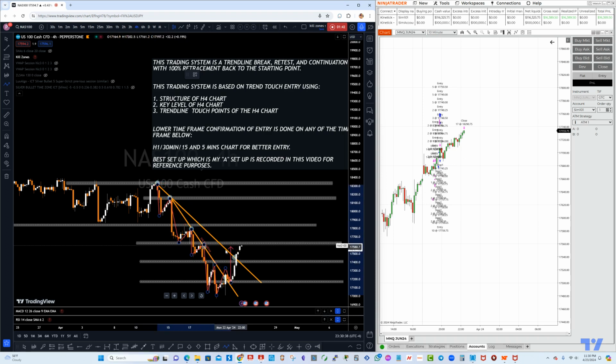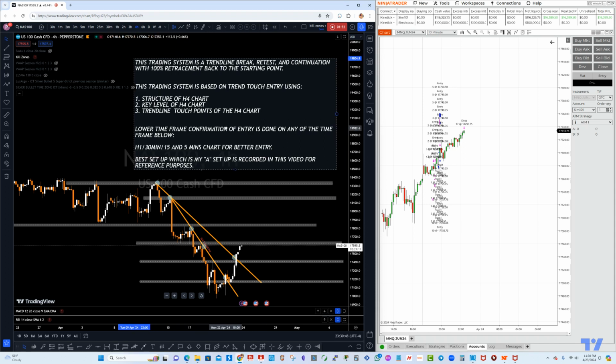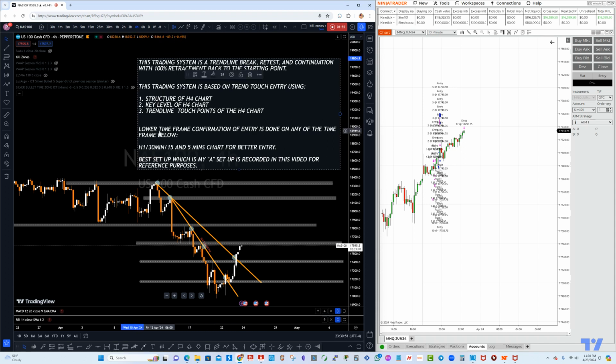So when my trend line was broken, I went to lower time frame. Looking at the trading system and the information that I put out here, I expect the market to go back, give me a retracement back to the starting point. So this trading system is based on trend touch, and the trend touch is used for entry using the structure of H4, key level of H4, trend line touch points of the H4.